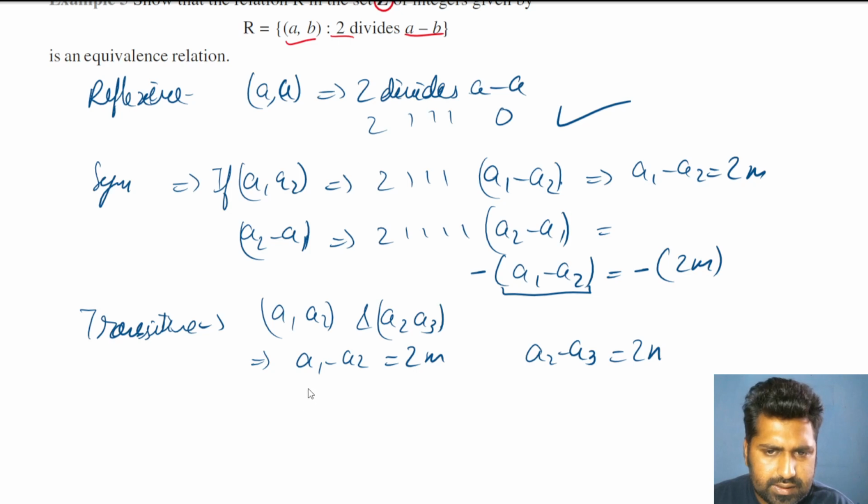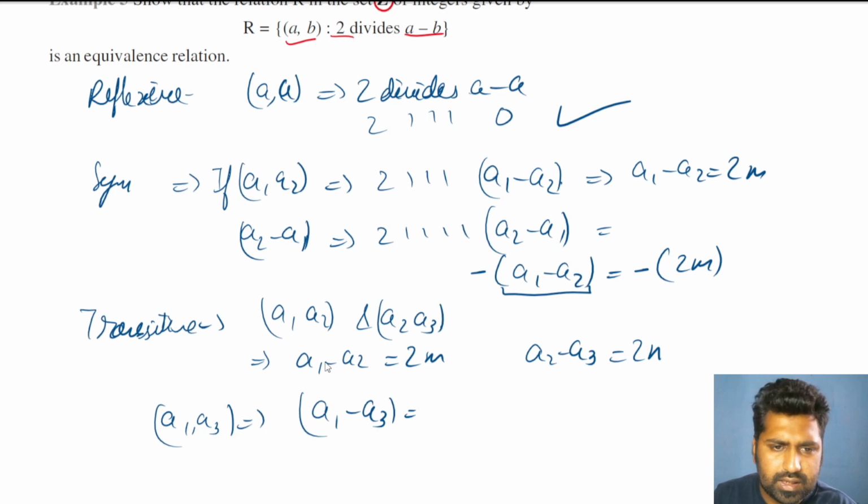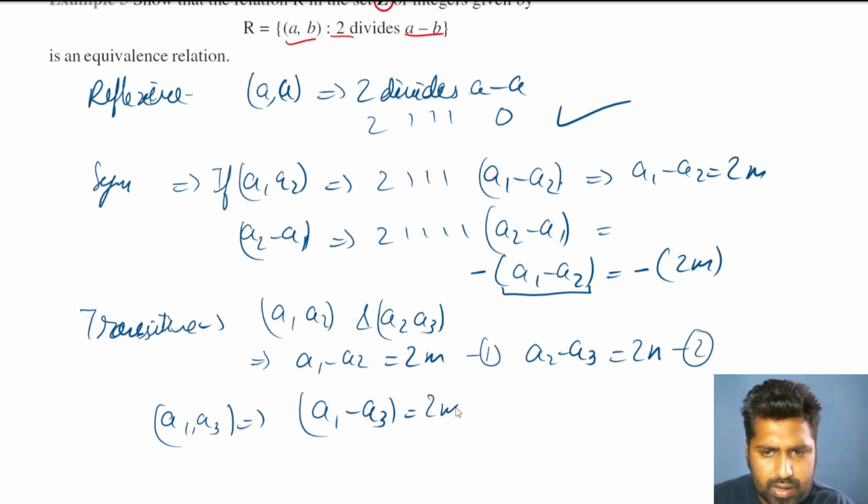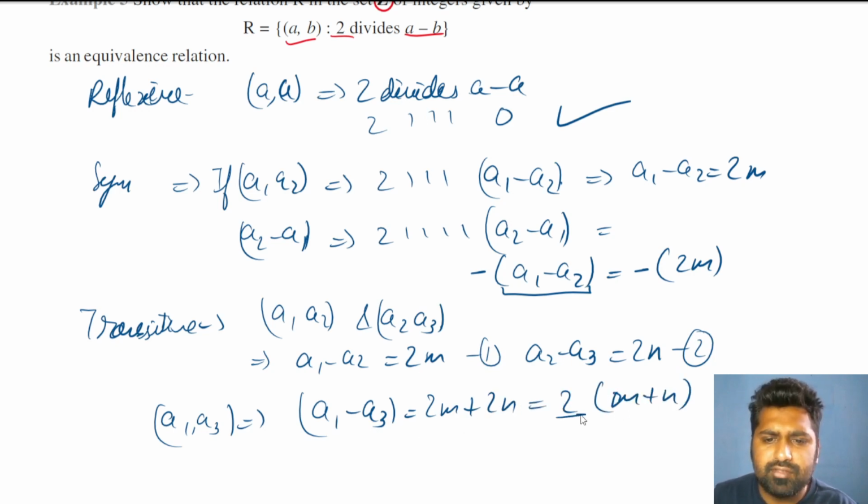Now if we check for a1 a3, we have to subtract a1 minus a3. If I add these two relations, would I get a1 minus a3? That will be 2m plus 2n, and clearly if I take 2 common, this is 2 times m plus n. A factor of 2 is there, that means definitely it is divisible by 2. So I can say a1 a3 belongs to R.